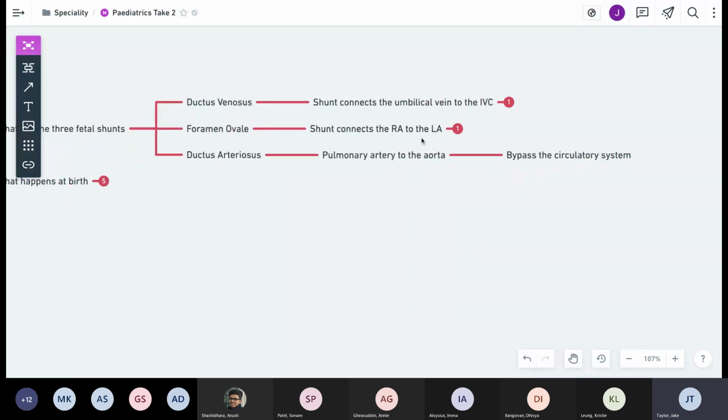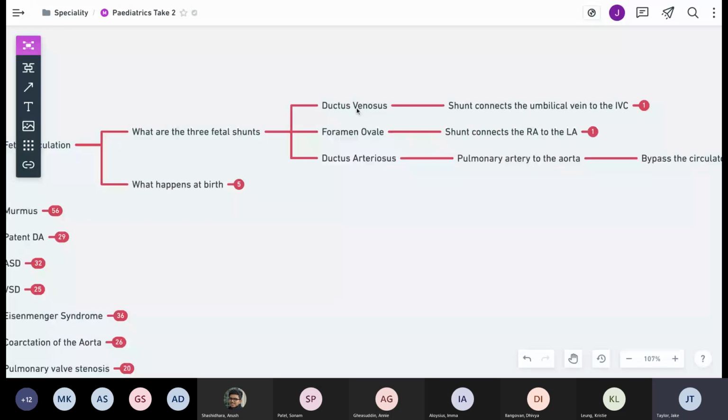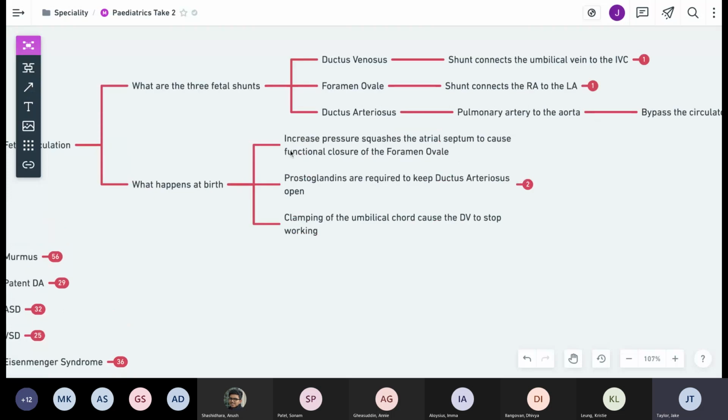So does anyone want to tell me, going through them, what happens to the ductus venosus during birth, when the baby is born? Does anything happen which causes it to close? Yes, good. So the cord is clamped. So let's go through this one first. Clamping of the umbilical cord causes the ductus venosus to stop working.